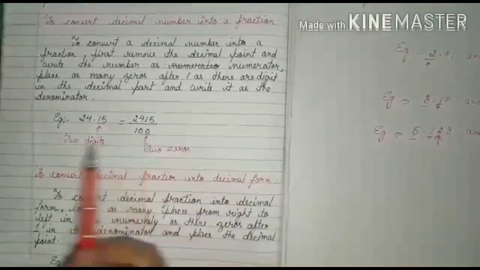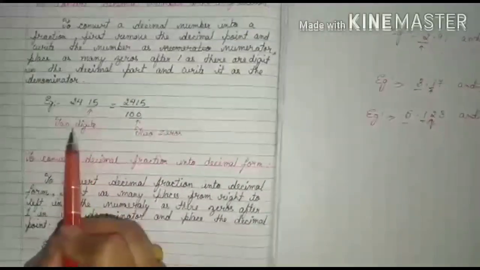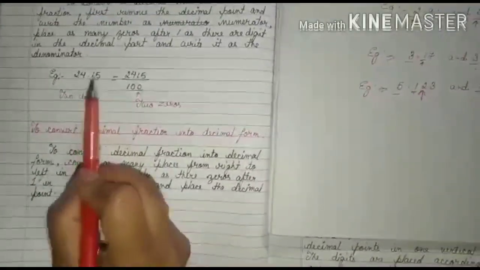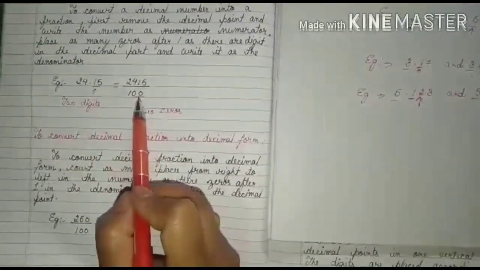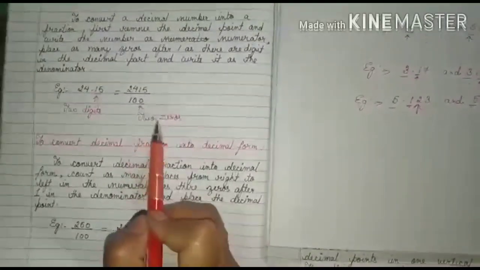In the given example, here after the decimal point we have two digits. So in the denominator, after 1 we have to put two zeros.